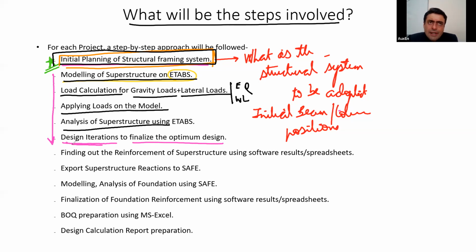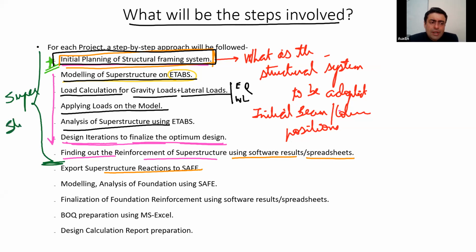Once we do the design iterations and finalize the optimum sizes, then we will move on to find out the reinforcement. To find out the reinforcement, either we will use the software outputs or we will use some Excel sheets. Then we will go for foundation design. So till now, we are just doing superstructure. Till this step, we are doing the superstructure.